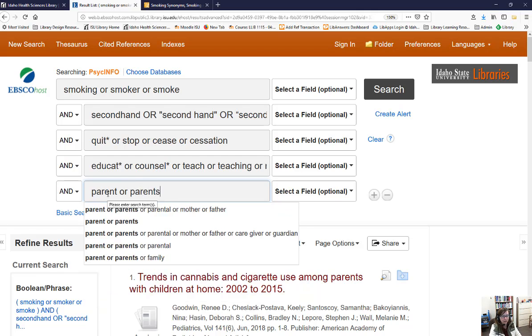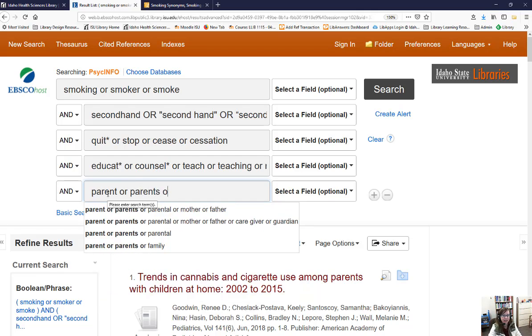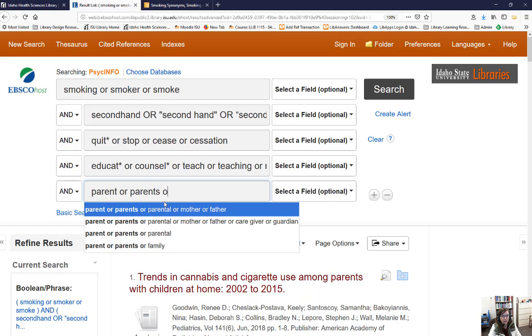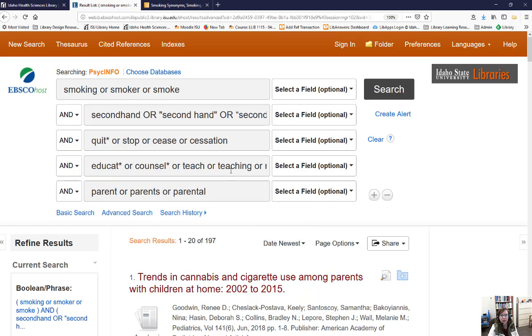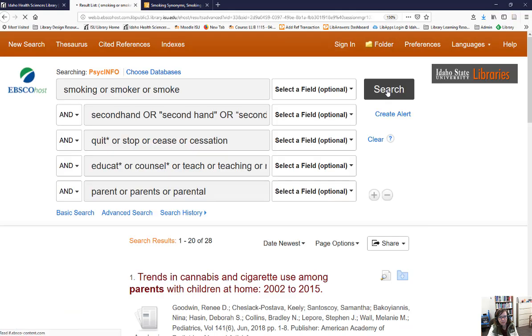So if I search parents or parent, and this is nice because it's suggesting parents or parent or parental. So this is suggesting a keyword that I hadn't even thought of. So that's kind of nice. I've added this additional concept to the search. So let's see how that does.